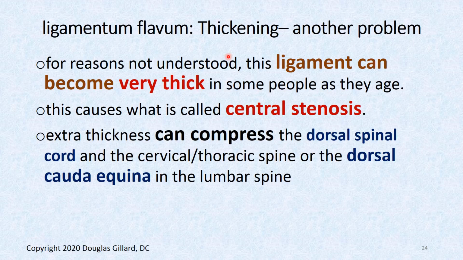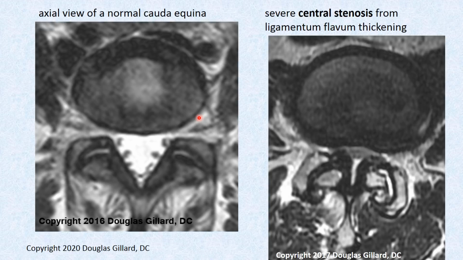For reasons we don't understand, another common problem is ligamentum flavum hypertrophy. Ligamentum flavum can get really ridiculously thick in some people. And if it gets thick, it can start to narrow or pinch on the spinal cord or the cauda equina down in the lumbar spine. And that can cause pain and dysfunction because of that.